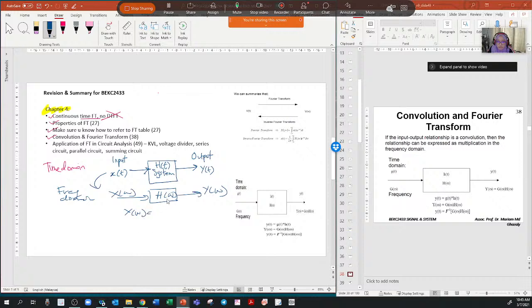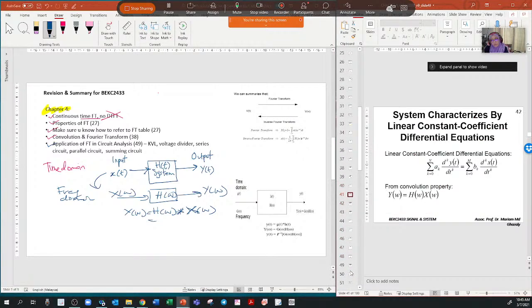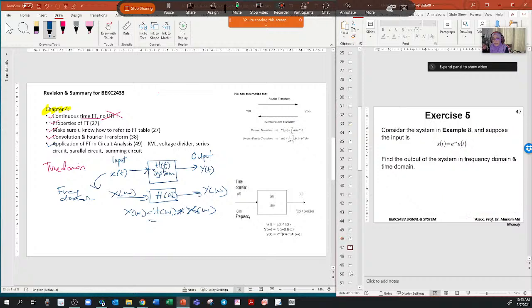So for the case of frequency domain, if you are given like this, you should easily be able to find the convolution: Y omega is H omega star X omega. What it means here is that you just multiply H omega times X omega. When you do that, maybe you need to do partial fraction and so on, and then later you get Y omega. So go through the slide. I'm not going to go through it because it's all there in detail.